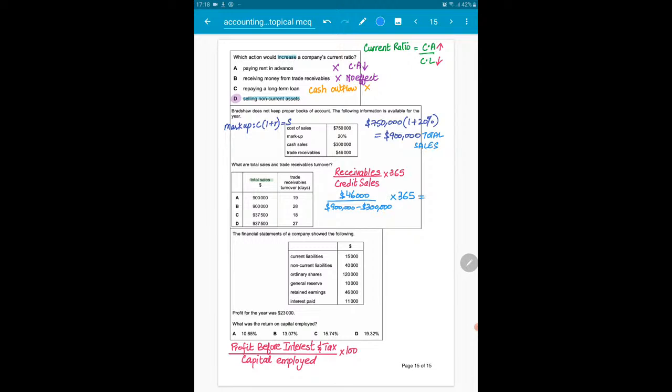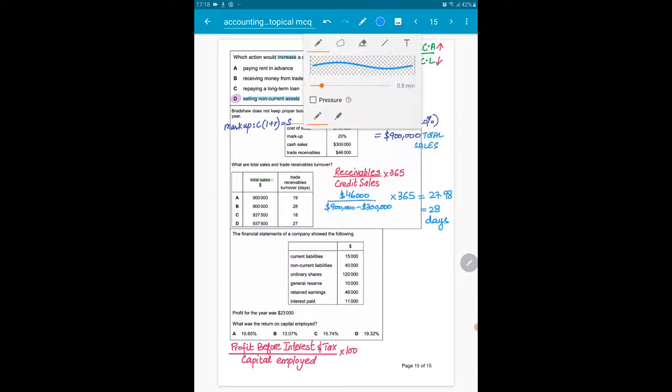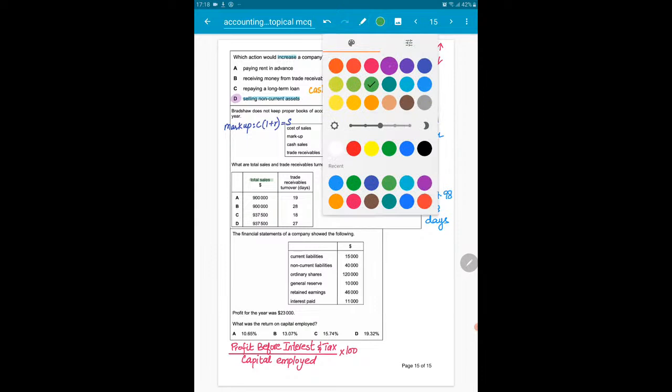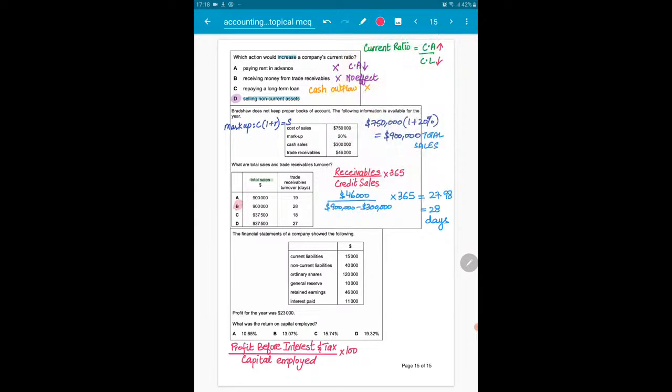Just find out using a calculator the numerical value of this. So 46,000 over 600,000 into 365, we are going to get 27.98, and just round off to 28, so it will be 28 days. And definitely our answer should be option number B, that is 900,000 as the sales, and trade receivable turnover as 28 days.